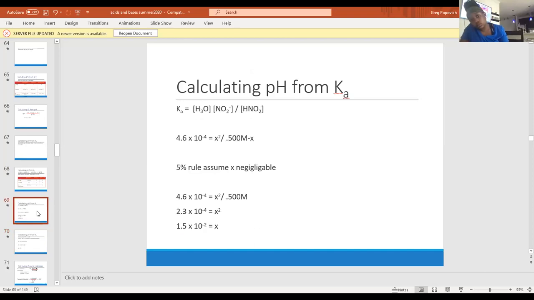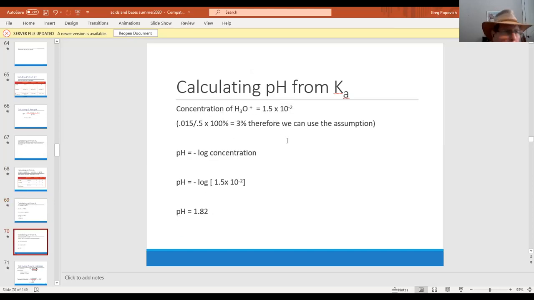My answer was 0.015 is equal to X. I first check to see whether I can use it. 0.015 divided by 5 is 3%. So yes, I can use the assumption that X goes to 0. My pH is the negative log of my concentration. You said, Benita, that my concentration was 0.015 molar. The log of 0.015 molar is negative 1.82. I make that number positive. My pH is going to be 1.82.